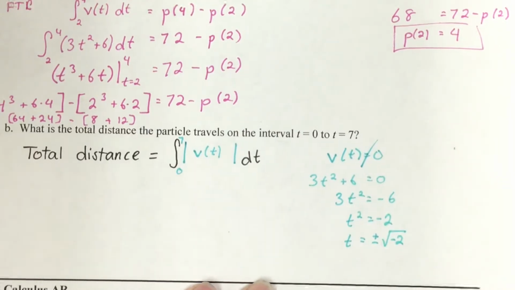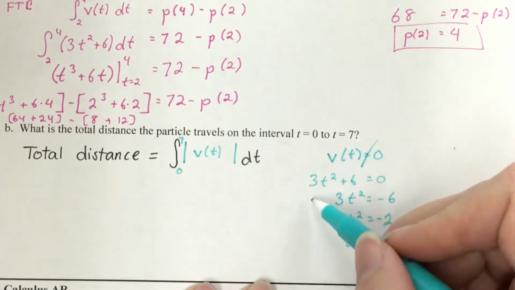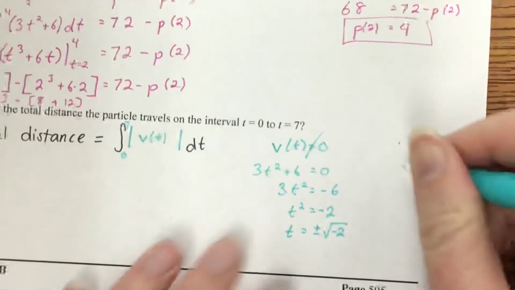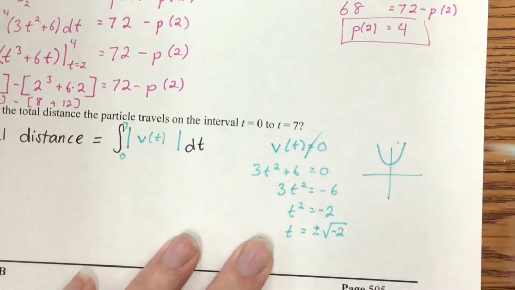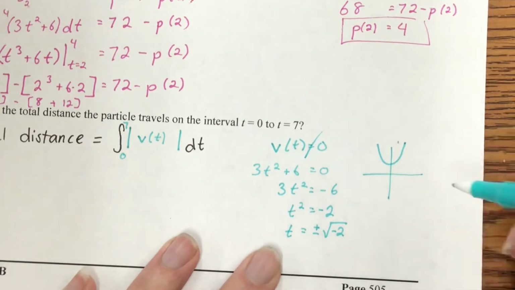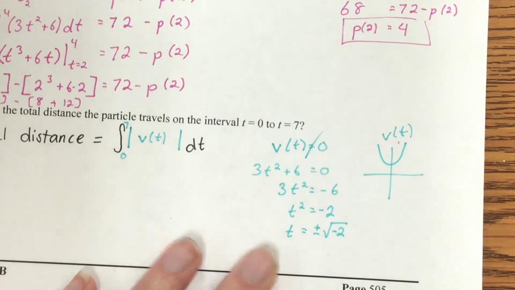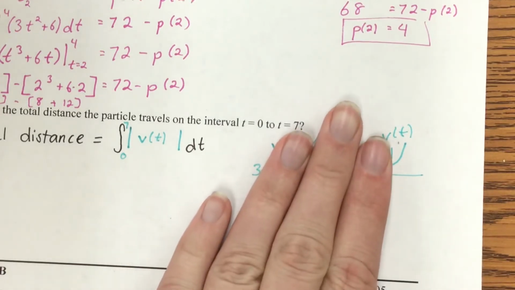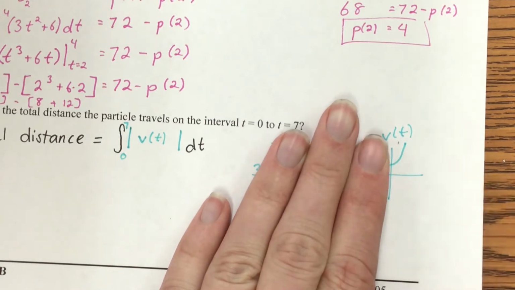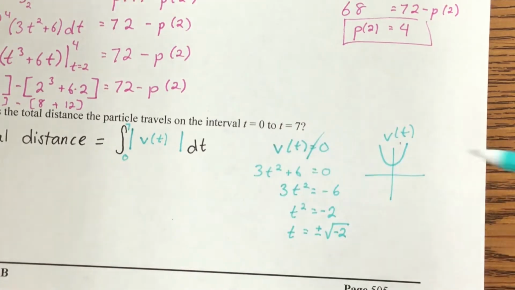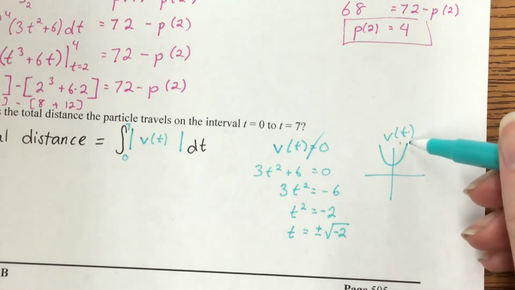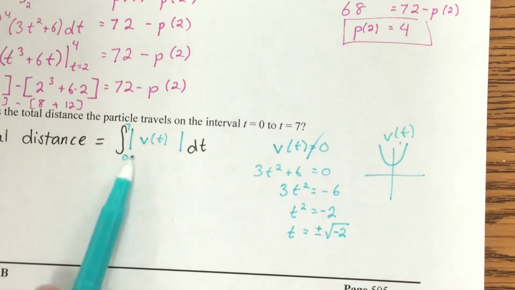If we graphed y equals 3t squared plus 6, we would get this, right? That never touches the x-axis. This is V of t. Oh, and I guess the left side of the graph doesn't work because t has to be greater than 0, right? So it's this little piece right here. That's our velocity function. It never touches 0. It's always positive. So that means that this absolute value is kind of not necessary in this particular problem.